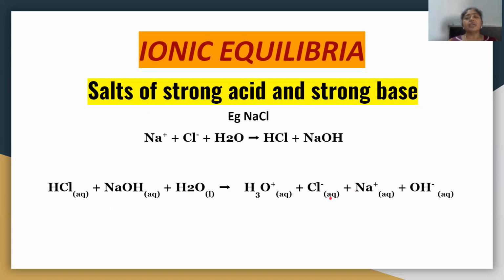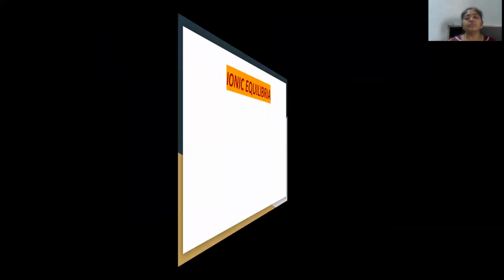In this case, the solution will be neutral in nature, because initially when we take water, we assume that water is neutral. That means the concentration of hydronium and hydroxyl ions are equal to each other. Even after adding the NaCl, the concentration of hydronium and OH minus remains the same. And that is why this solution is said to be a neutral solution. So when you prepare a solution of a salt which is composed of a strong acid and a strong base, the solution obtained will always be neutral. All right.